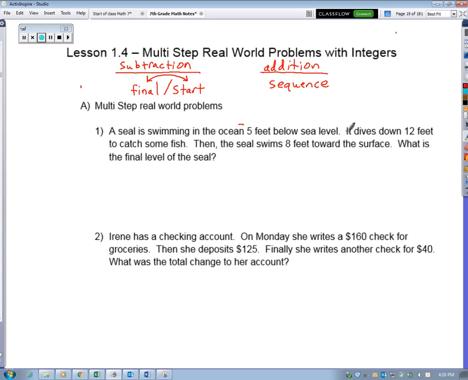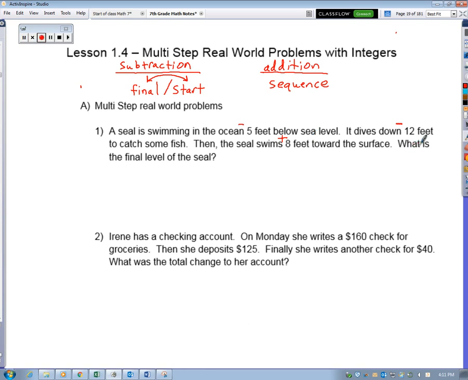Let's take a look at what happened to the seal next. It tells a story, it's a sequence of what's going on. Next, the seal dives down 12 feet. Pause. If you're going to go down further, then that's also negative, because you're going in a downwards direction. It goes down, it catches some fish. Great, the seal's happy. Then the seal swims 8 feet toward the surface. So it's going back up toward the surface. That is going to be positive 8 feet.